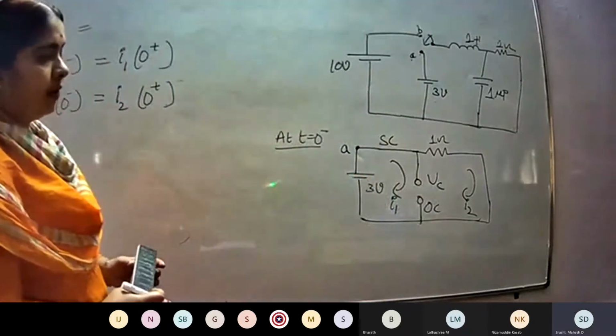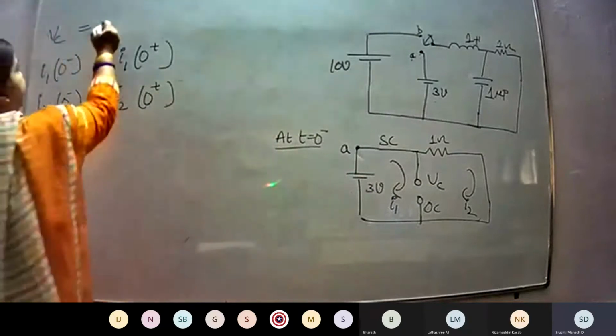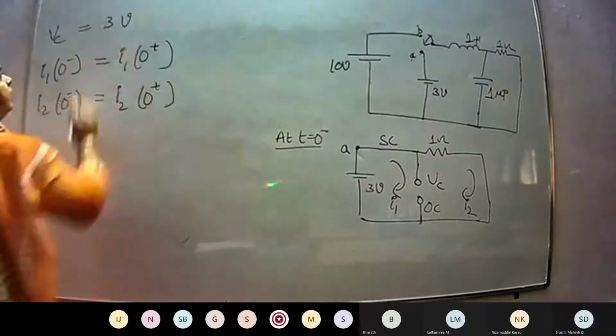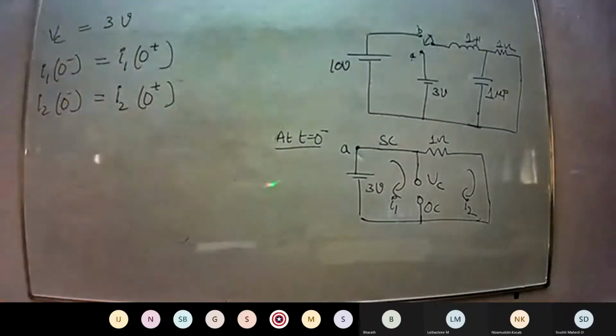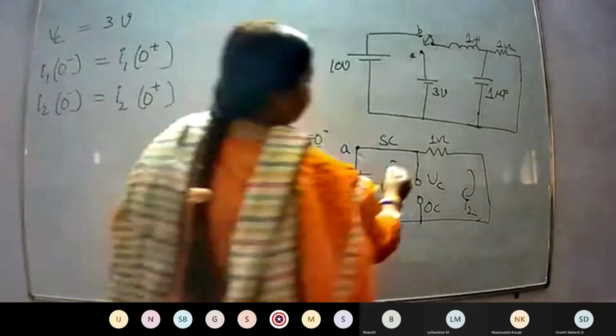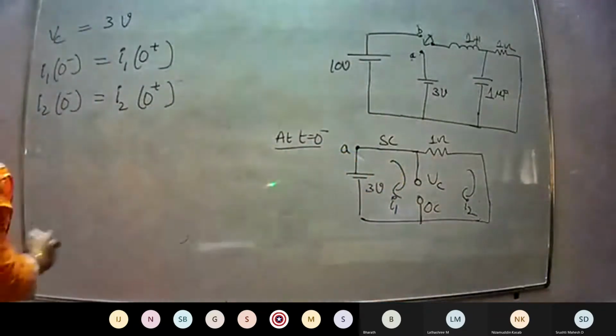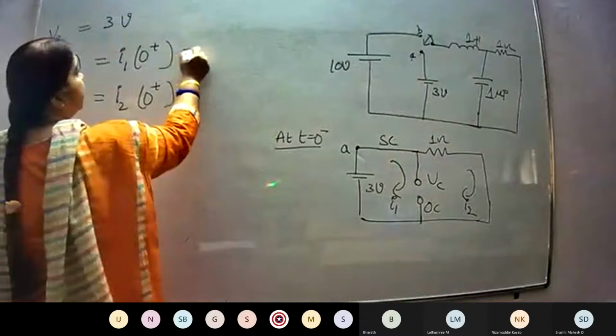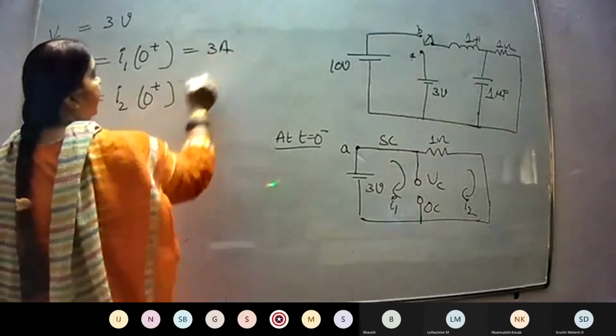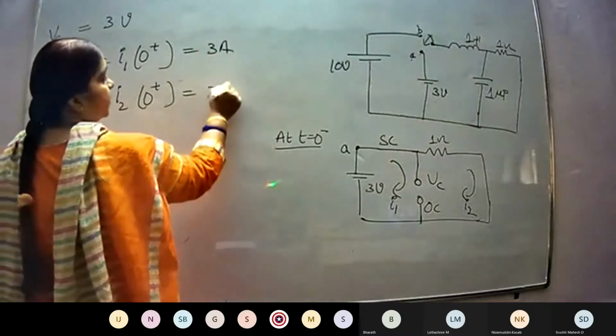You can tell 3 volts, ma'am. Good. It is nothing but 3 volts. The voltage across the capacitor is nothing but 3 volts. Will there be any current now? What will be the current I1? I1 is nothing but the voltage divided by resistance. It is 3 divided by 1. So it is 3 amps. I2 also is 3 amps.